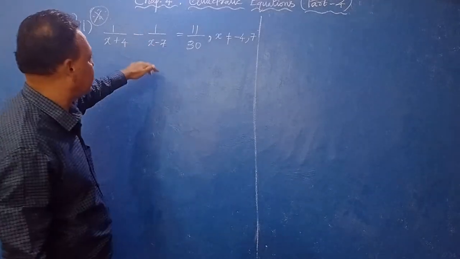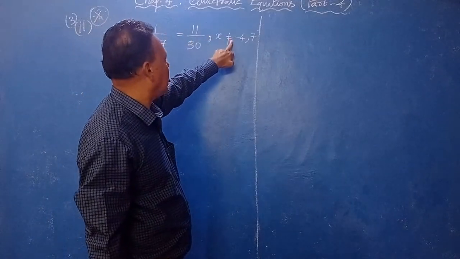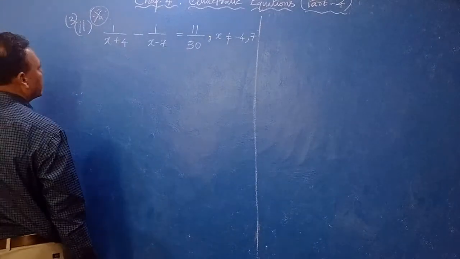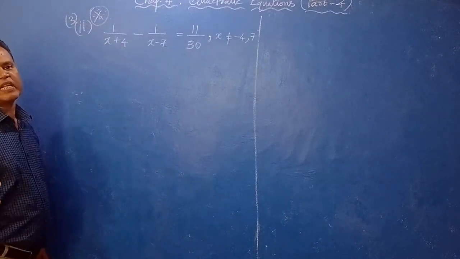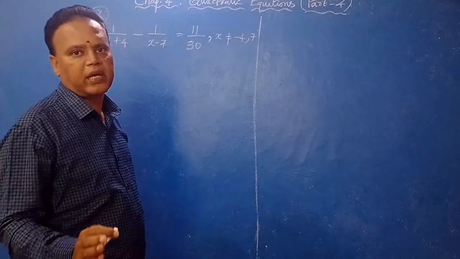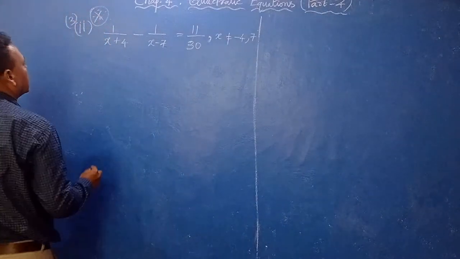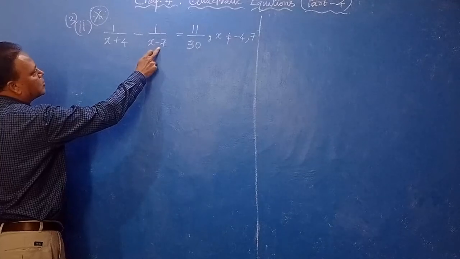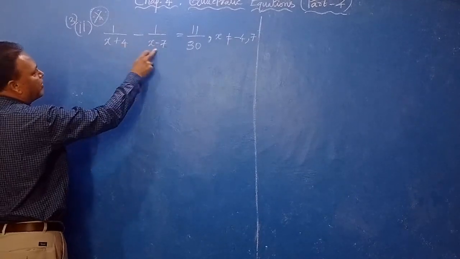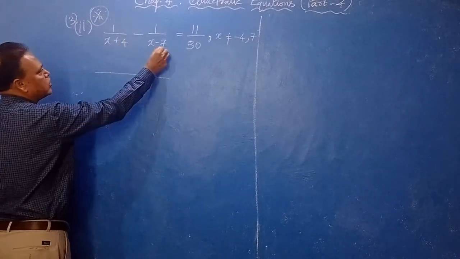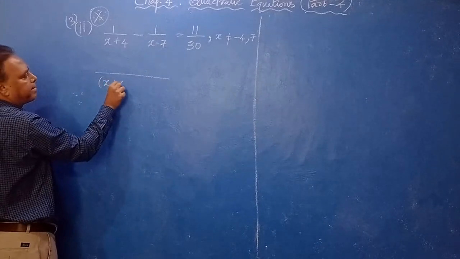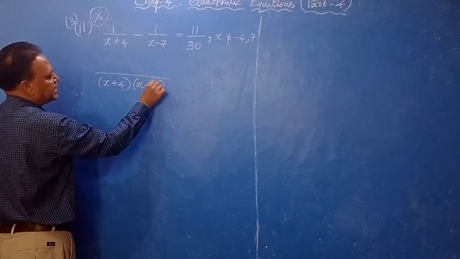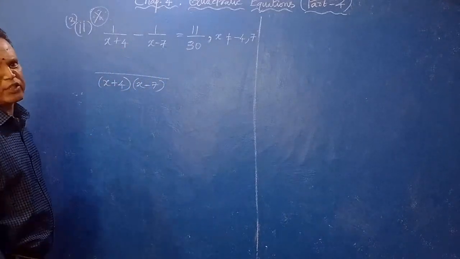That's why the x value is definitely other than minus 4 and 7. Clear? If you get my x value as minus 4, it means that your answer is wrong. Okay? That is the meaning. So, now here you see how to simplify. Here there is no common factor, so you just multiply the denominators. How do you do a simplification of rational numbers? Same way, how to do rational expressions, this one.